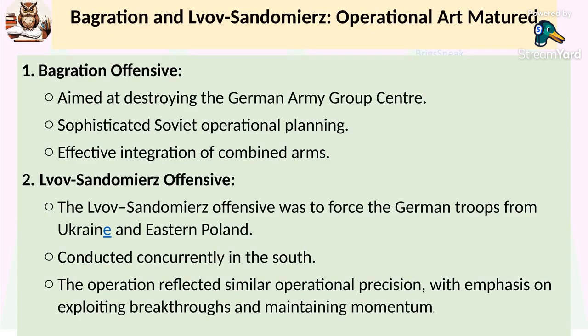The key themes: this operation aimed at destroying the German Army Group Center. It highlighted sophisticated Soviet operational planning, including deception, timing, and logistical coordination. The offensive's success demonstrated effective integration of infantry, artillery, and armored units, leveraging operational depth to encircle and destroy German forces.